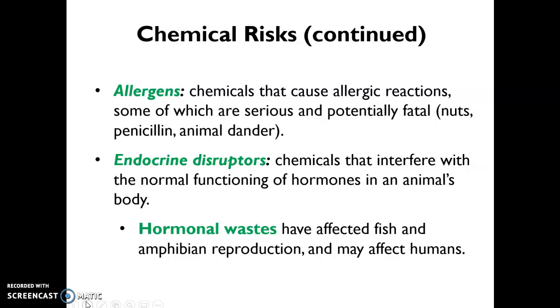They might disrupt the flow, or they might mimic the normal hormone and interfere with its action in that way. And one of the biggest problems is hormonal waste, particularly that from birth control. So a woman takes birth control pills, and then some of that hormone is eliminated through urine. That hormonal waste may have an effect on fish and amphibians, and may even affect humans. For fish and amphibians, it particularly affects their reproductive systems, making some of them hermaphrodites, so they're both male and female when they normally would not be.